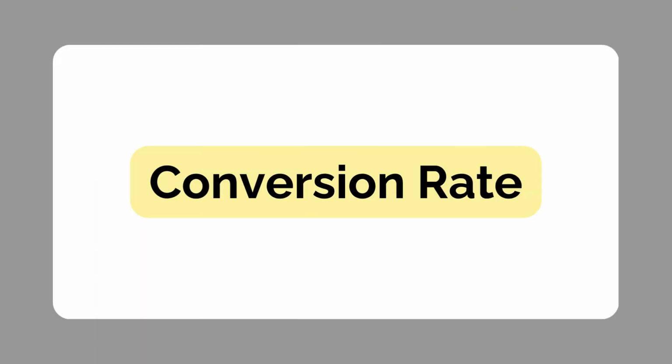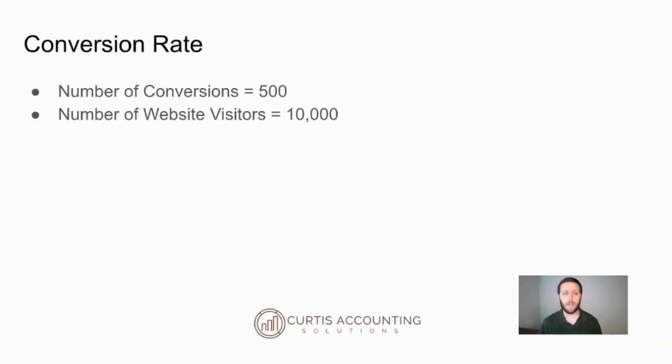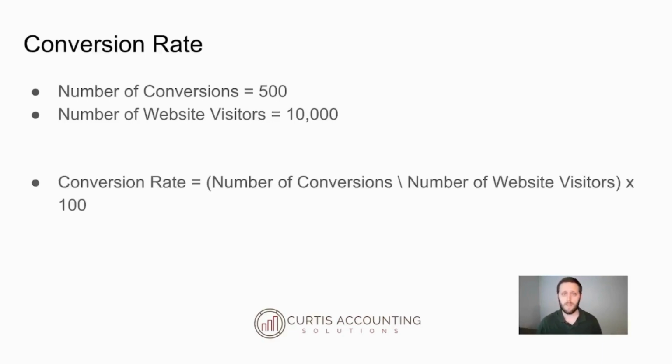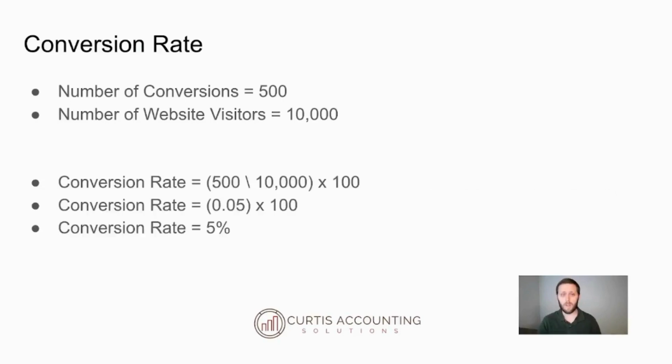The next one we're going to talk about is conversion rate. We're going to assume that we had 1,000 website visitors, out of which 500 made a purchase. So how many of those were converted? Conversion rate can be calculated by the number of conversions divided by the number of website visitors, multiplied by 100. We plug those values in, and as you can see, the conversion rate for your store would be about 5%. This means that 5% of your website visitors made a purchase during that particular month.